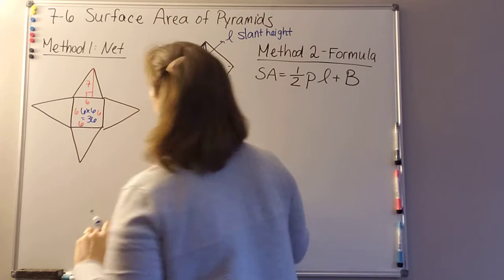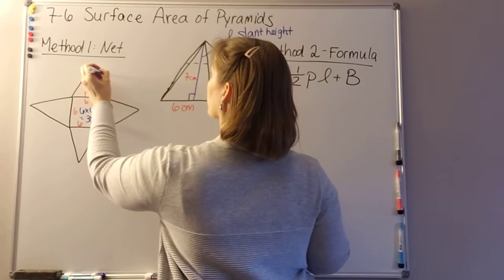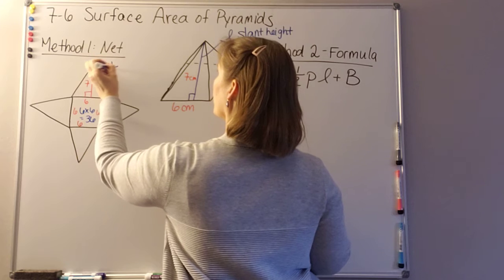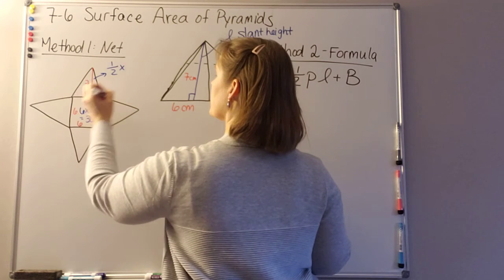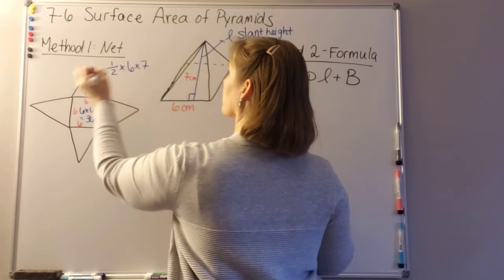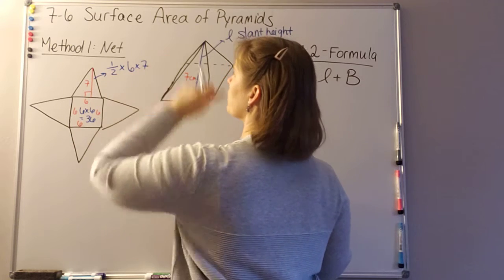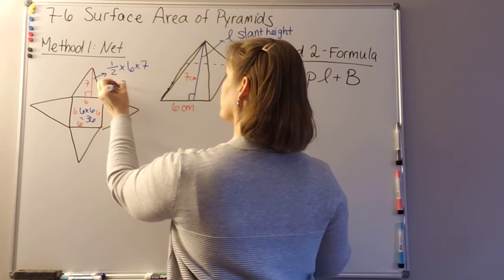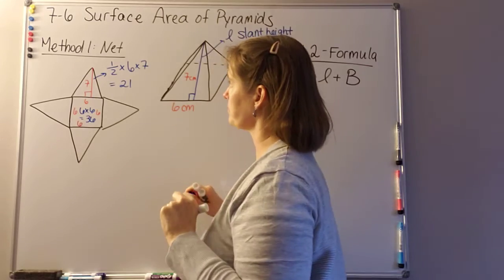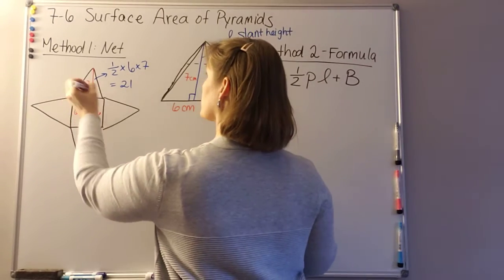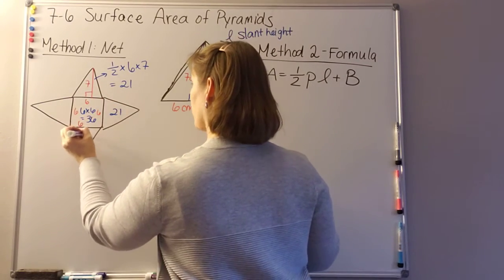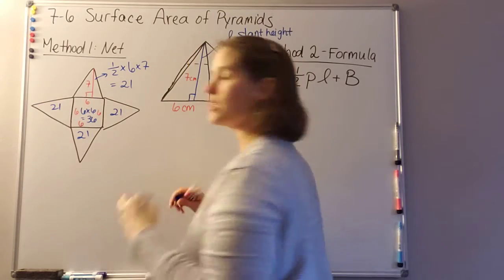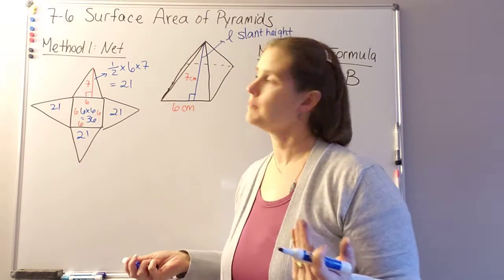Now I need to find the area of my triangle. Remember how to do that? 1/2 times the base times the height, which is 7. So 1/2 times 6 times 7. What does that equal? Well, hopefully you've said 21. So that means this triangle's area is 21, this one's 21, that one's 21, that one's 21. Notice I didn't have to sit there and calculate each one.